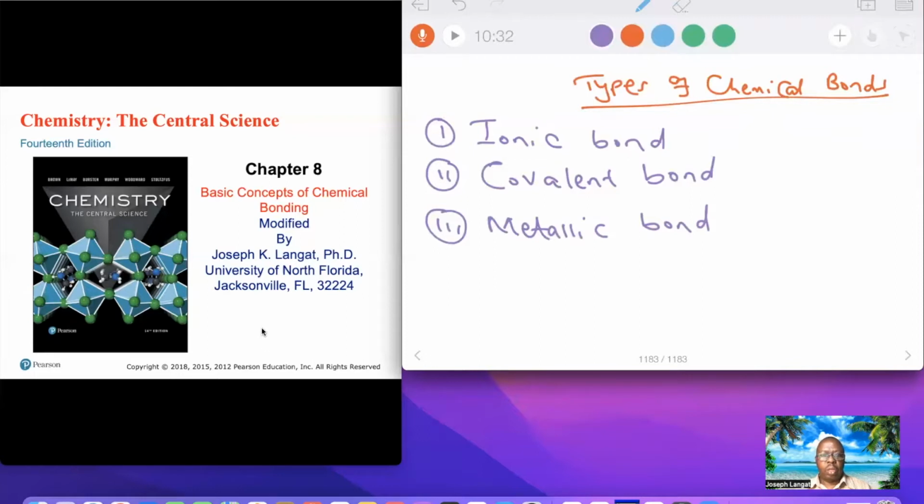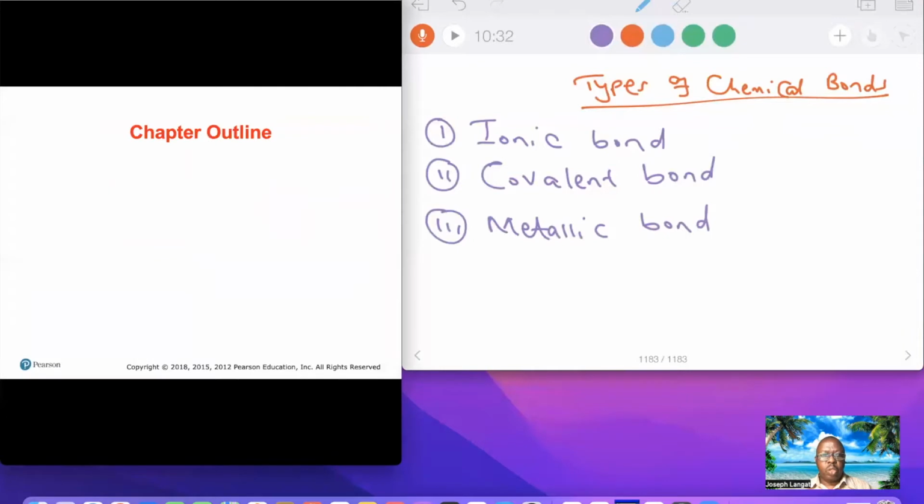As usual, the chapter is broken into two parts, part A and part B. Part A covers sections 8.1 through 8.4, and 8.5 to 8.8 is part B. In 8.1 we look at the Lewis symbol for elements and the octet rule. We look at ionic bonding, covalent bonding, bond polarity and electronegativity.